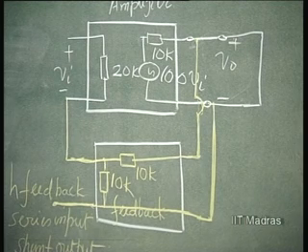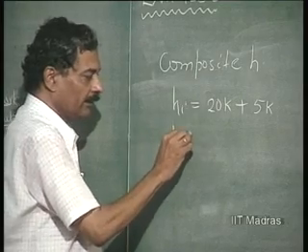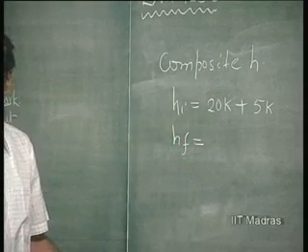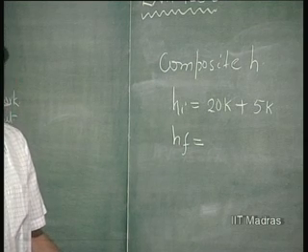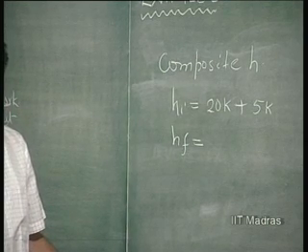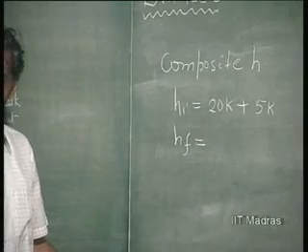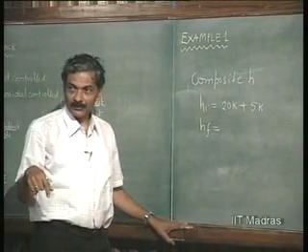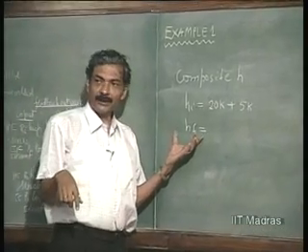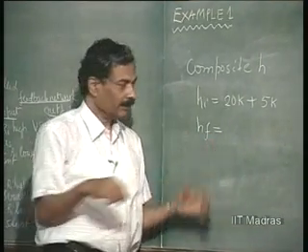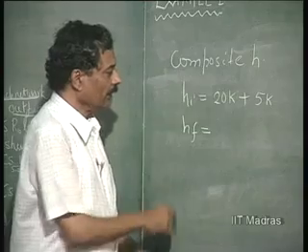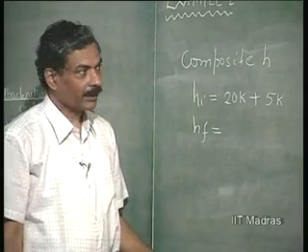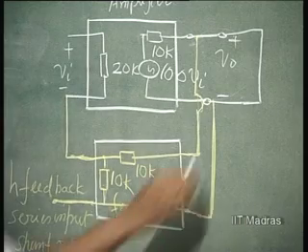Then what else can be evaluated? HF can be evaluated, because it is again a short circuit parameter. So, what is HF by definition? It is I output divided by I input, the short circuit current gain, with the output shorted. So, what is going to be I output?